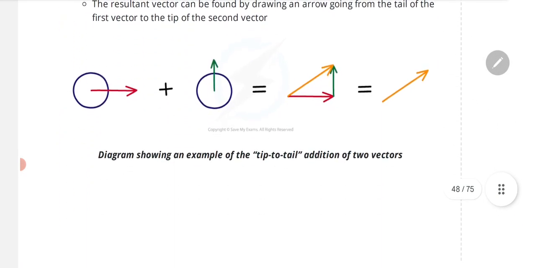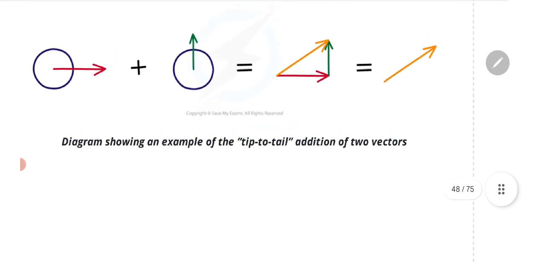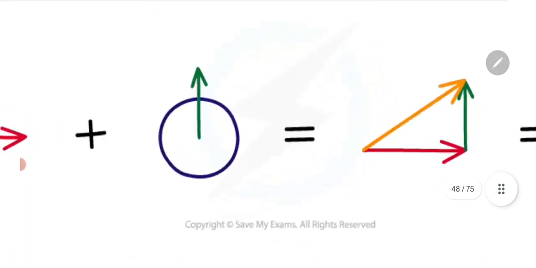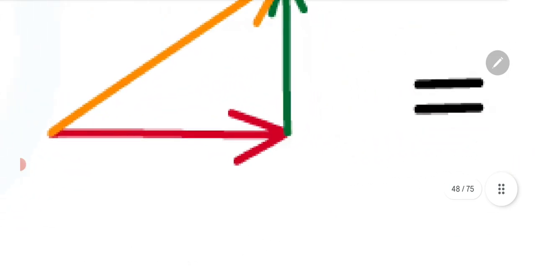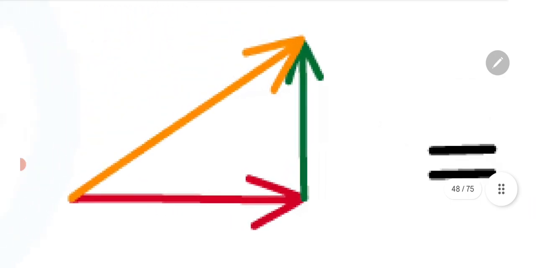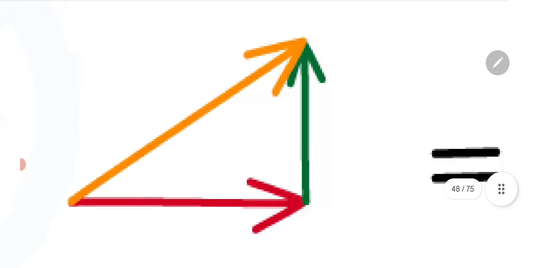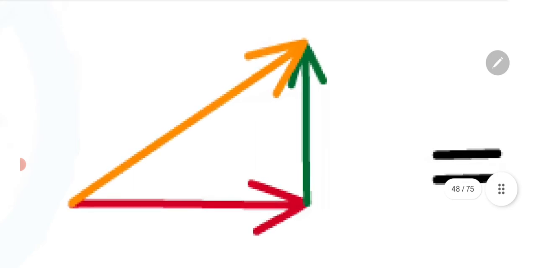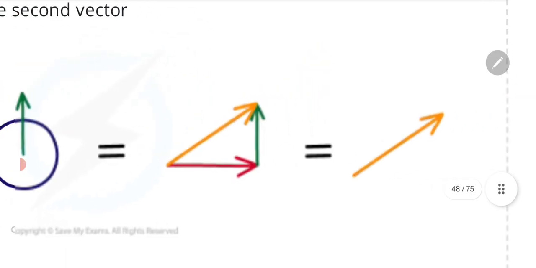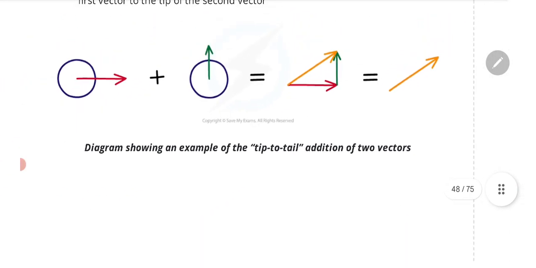I have already discussed with you how you can find it by using them. For example, take two forces, one of them a red one, another a green one. You join them in such a way that the tail of the first one meets the head of the other one, and you can easily find the resultant force, like the orange one. And by applying the Pythagoras theorem, you can easily calculate the magnitude of this force.